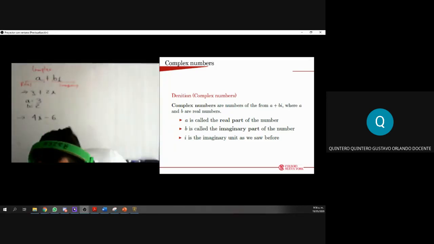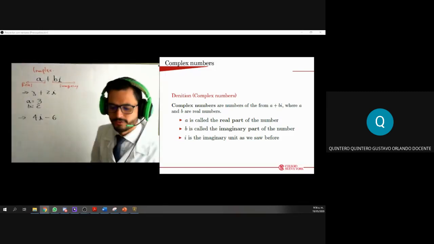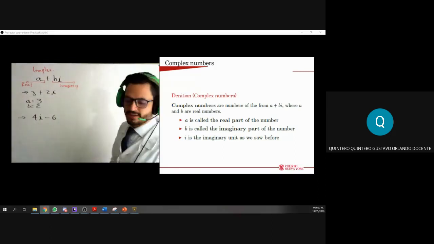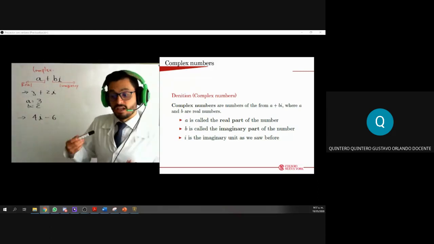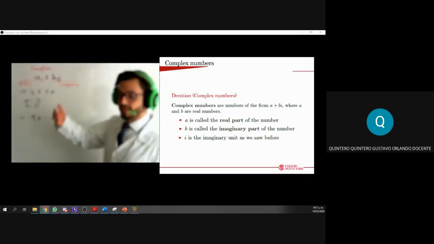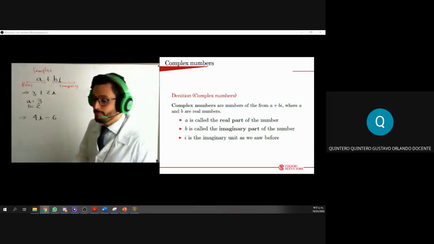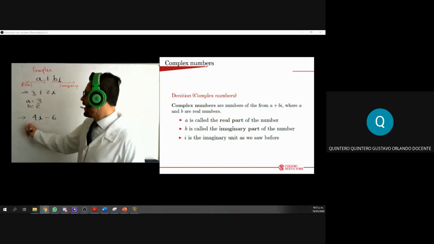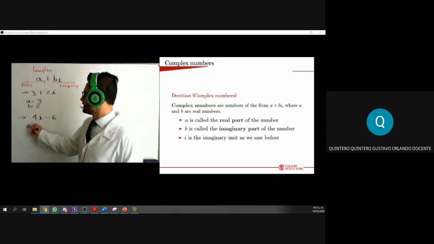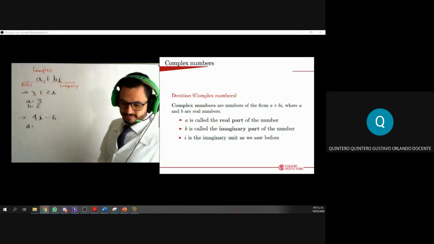In the chat, please. Some people are already answering. All right, cool. You guys are correct. It is a complex number. It is our job now to find the values of A and B, the real part and the imaginary part. So let's begin with the easiest. What is the real part?